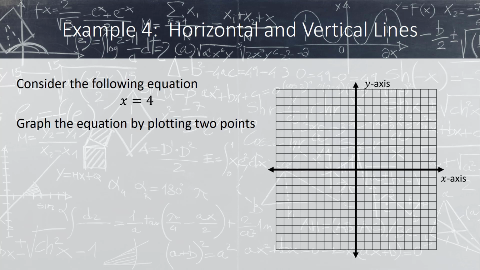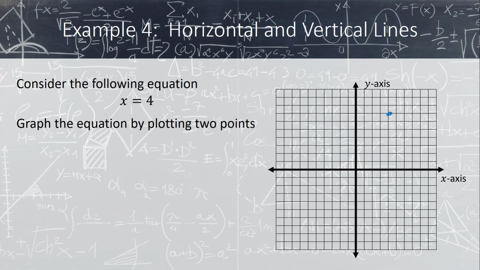Next, we are going to need to graph the equation by plotting 2 points. For every single value of y, x will always be equal to 4. So pick a point on the y-axis, any point, it doesn't matter, and then move positive 4 units in the x direction. 1, 2, 3, 4, plot that point.